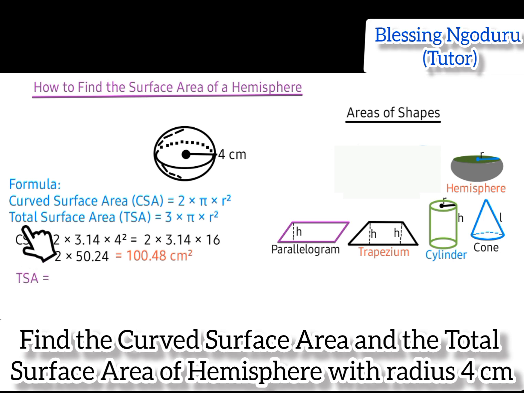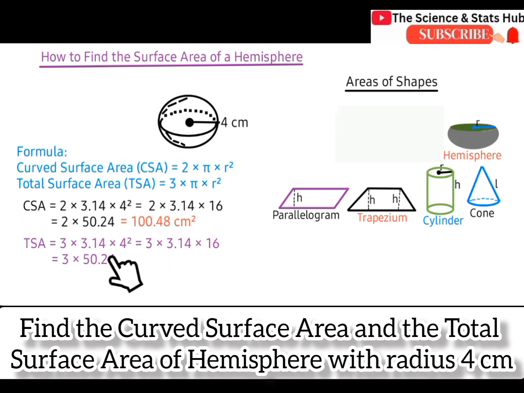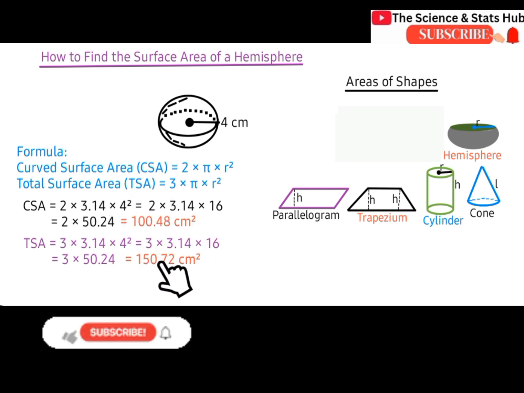Now let's find the total surface area. We have 3 multiplied by pi, then multiplied by r square. So we have 3 multiplied by 3.14 multiplied by 4 square 16. We have 3 multiplied by 3.14 multiplied by 16 gives 50.24. 3 multiplied by 50.24 gives 150.72 centimeters square. Therefore, the curved surface area of this hemisphere is 100.48 centimeters square, while the total surface area is 150.72 centimeters square.